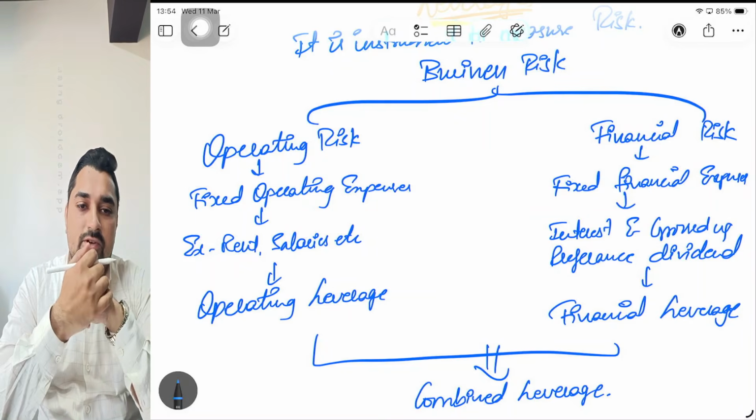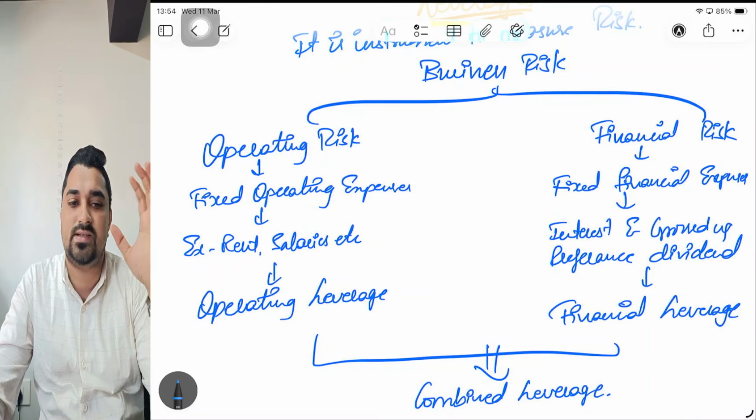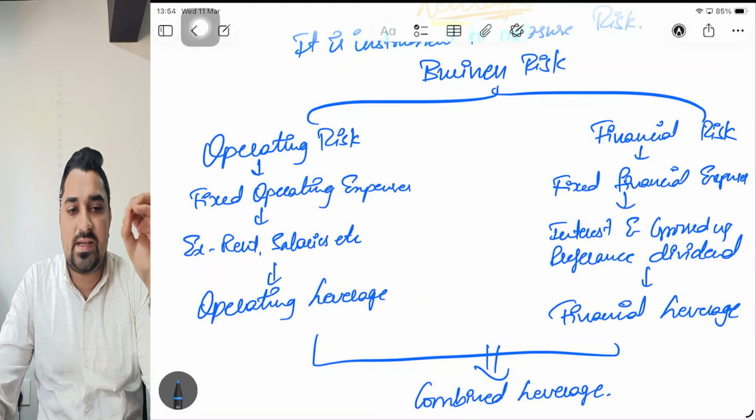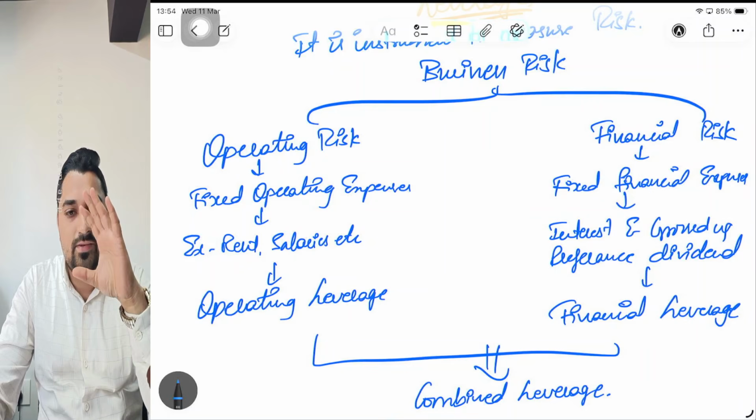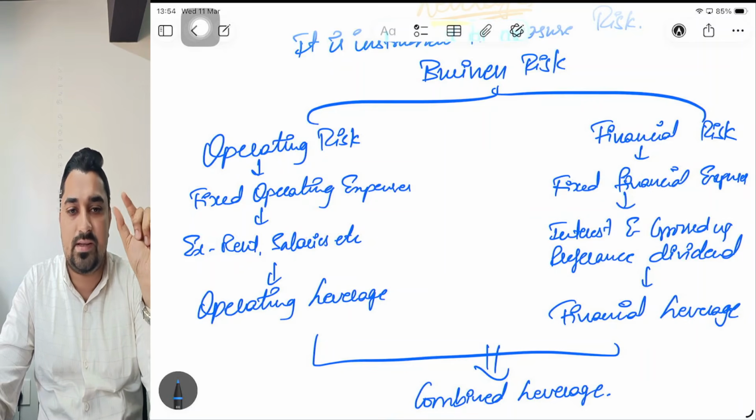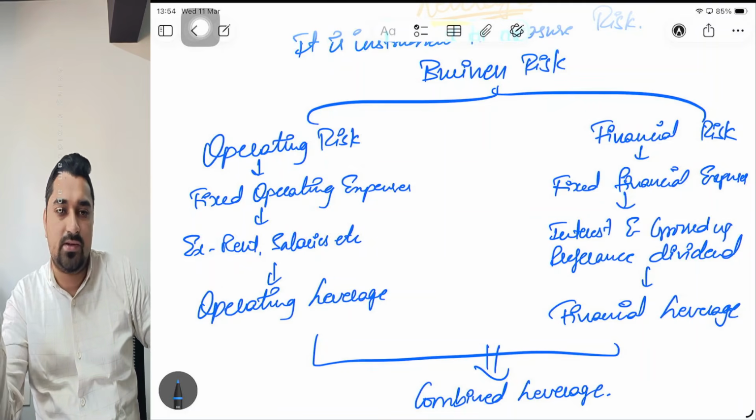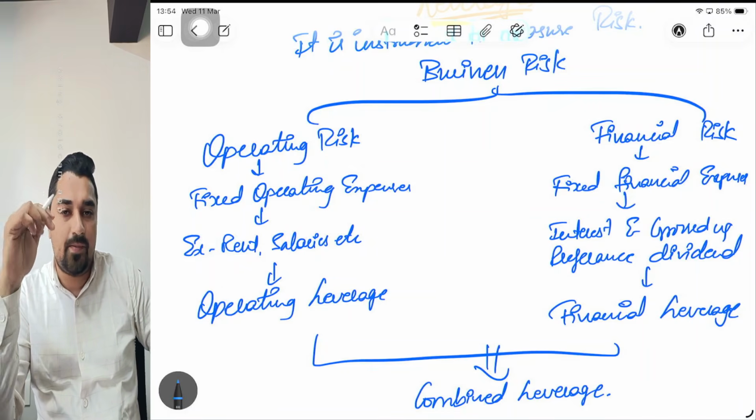So what is the reason for operating risk? Operating risk arises on account of fixed operating expenses. Whenever there is fixed expense, it denotes risk, and whenever there is risk, we have leverage. So we need to calculate that risk. Example, rent, salary, or any other expense which is fixed in nature. To measure operating risk, we have operating leverage.